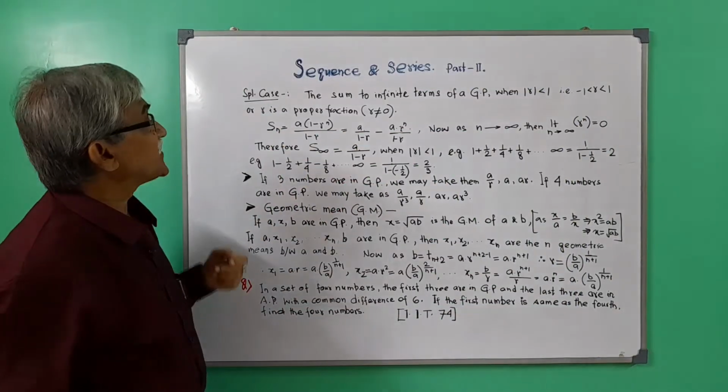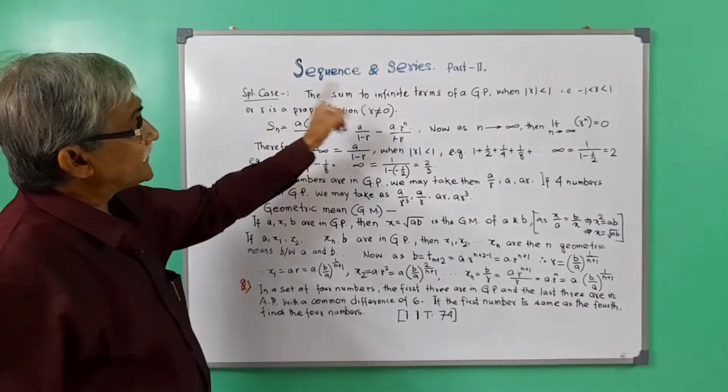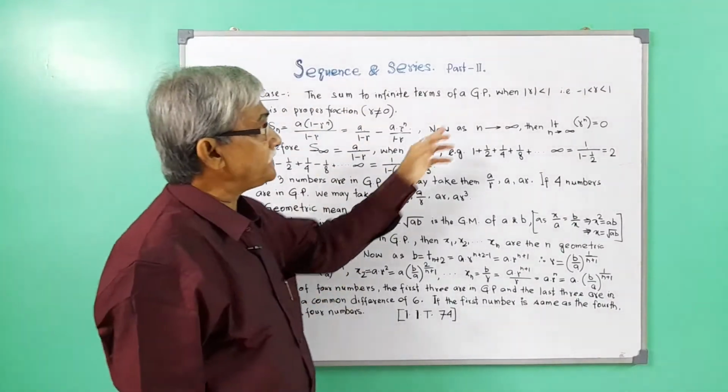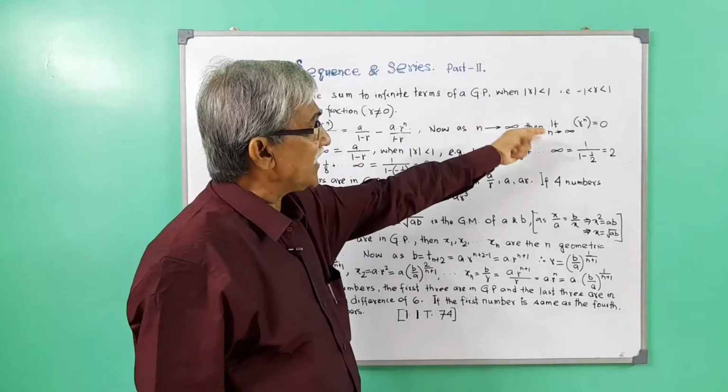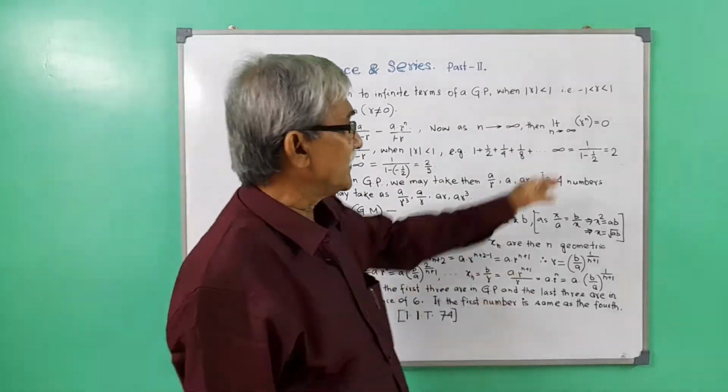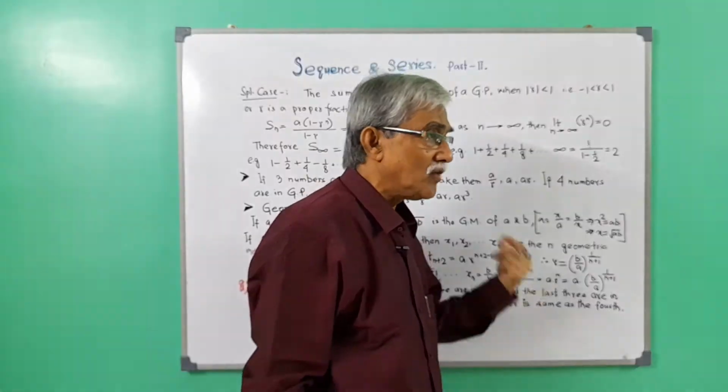Now, let us take a special case. The sum to infinite terms of a GP when modulus r is less than 1. That is, r is lying between 1 and minus 1.